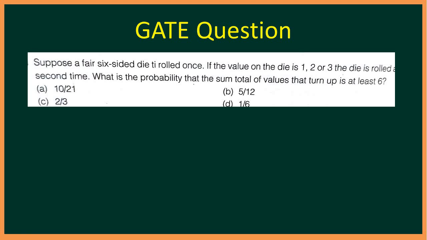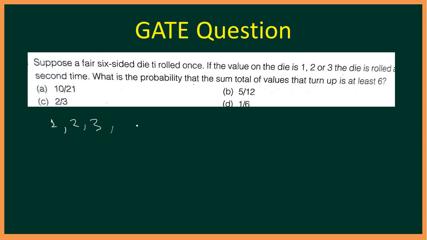Okay, so in this question also we are rolling a die. We may roll it one time, or we may have to roll it two times. When we get 1, 2 or 3, then we have to roll it for the second time. So we may roll it one time, or we may roll it two times.